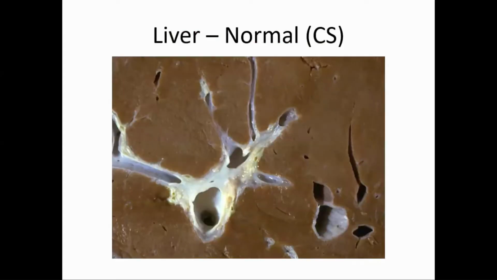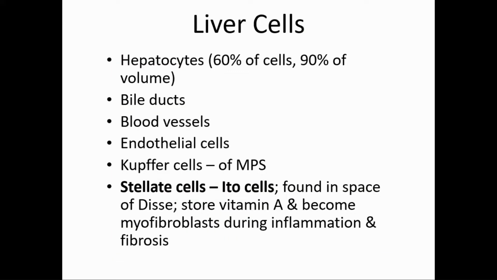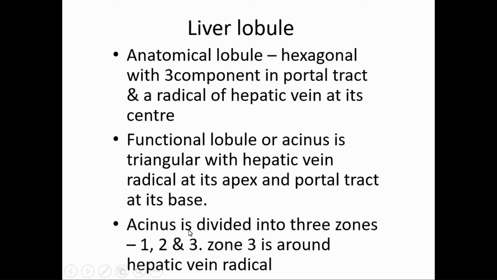This is a cut section of liver. Liver cells, you must have been told all these: bile ducts, hepatocytes, endothelial cells, blood vessels, Kupffer cells, the macrophage system. Stellate cell is a special cell, also called Ito cell, found in the space of Disse. It stores vitamin A, and it becomes a myofibroblast, and that causes fibrosis.